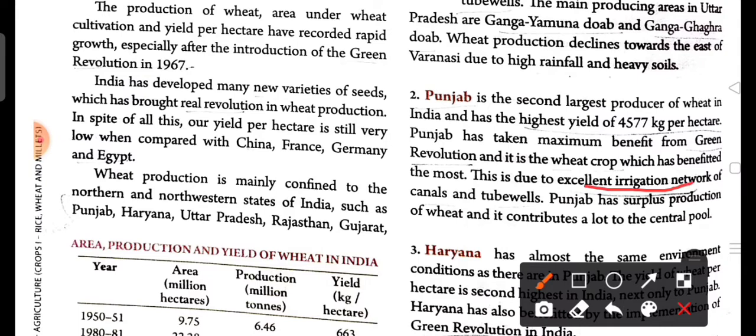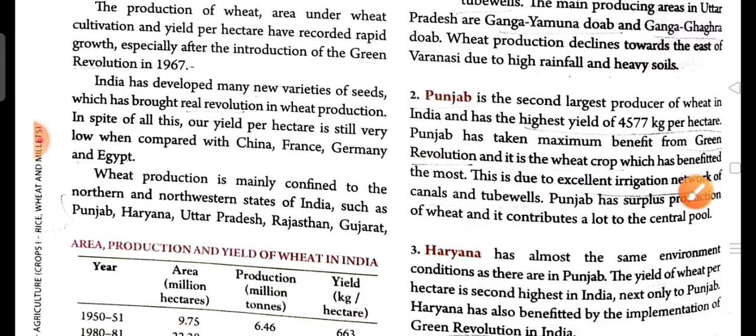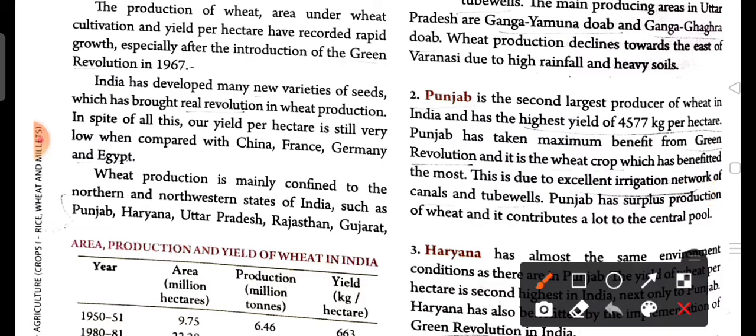It created an excellent irrigation network by canals and tubewells during the Green Revolution. So Punjab has the surplus production of wheat and it contributes a lot to the central pool. Central pool means in the import or export system. Mainly the export system, it exports the surplus production to other countries or other states.